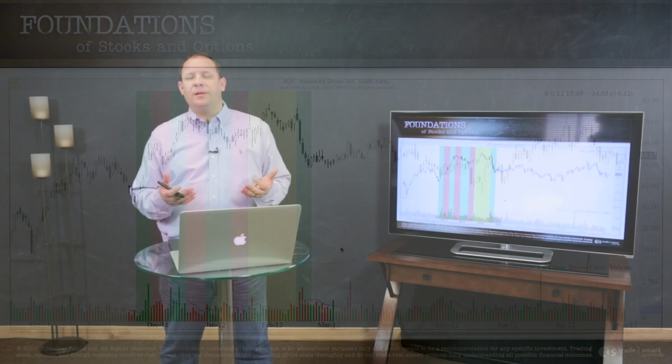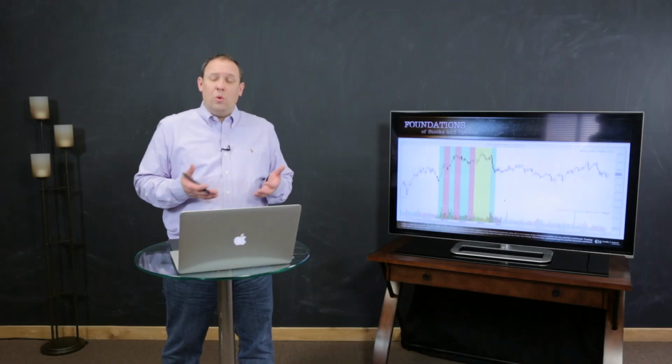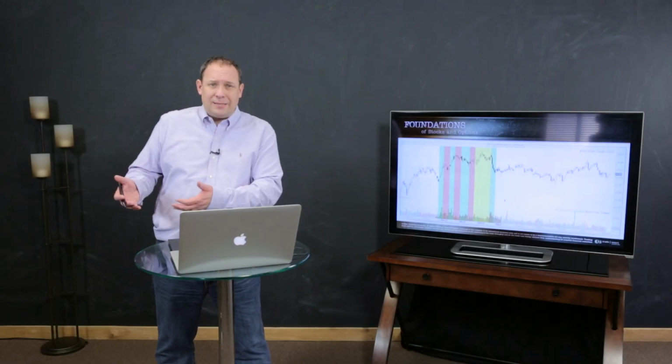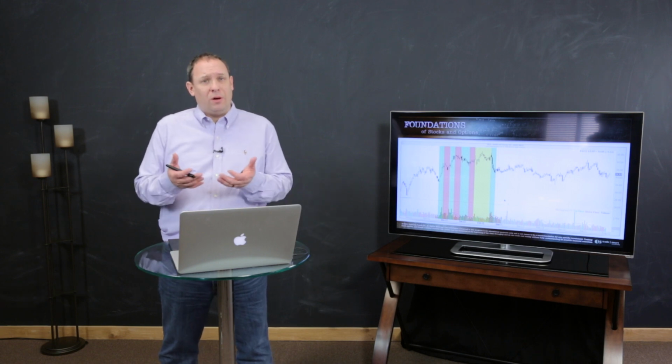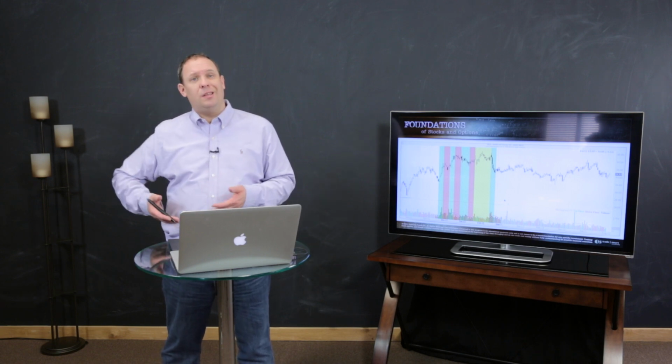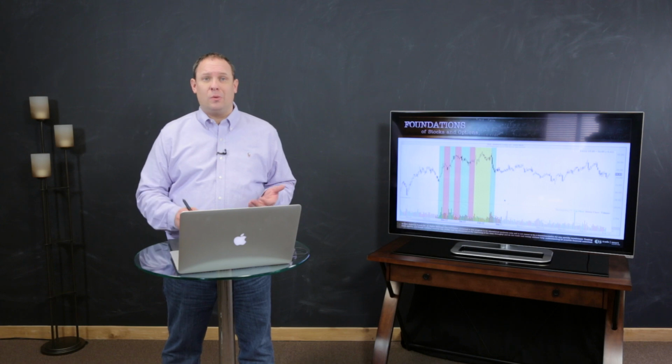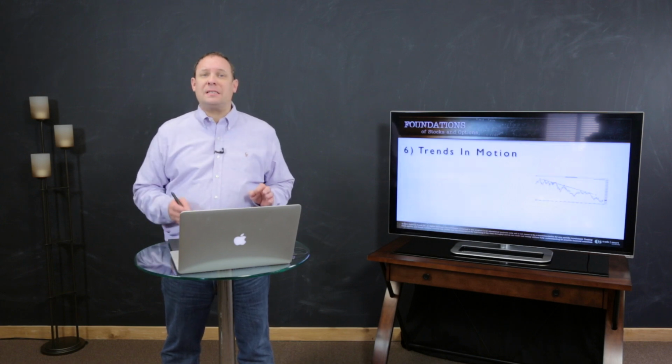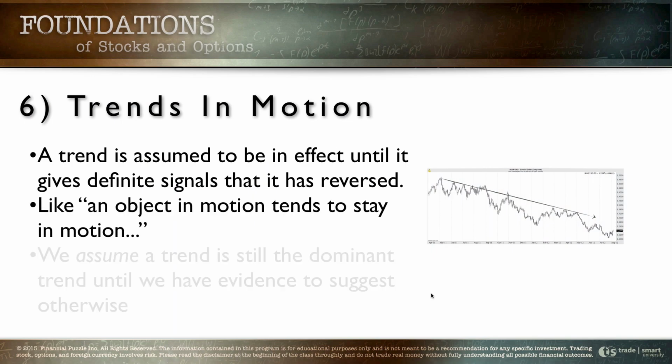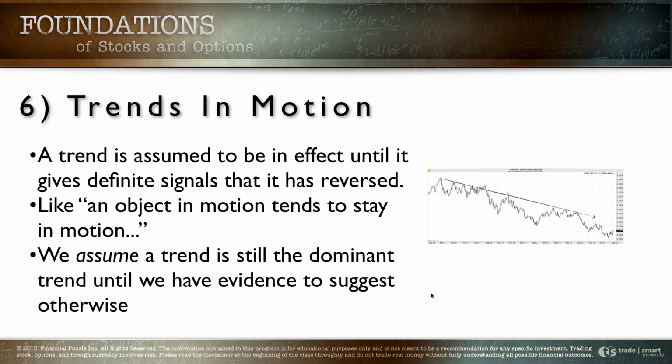And so again, the principle is that volume needs to move with the majority of the masses. If the trend is going up, you want the volume coming up with it. Trend's going down, you really want the volume to help confirm that as well. All right, that brings us to the sixth principle of Dow theory, which says this: trends tend to stay in motion. A trend is assumed to be in effect until it gives definite signals that it has reversed.